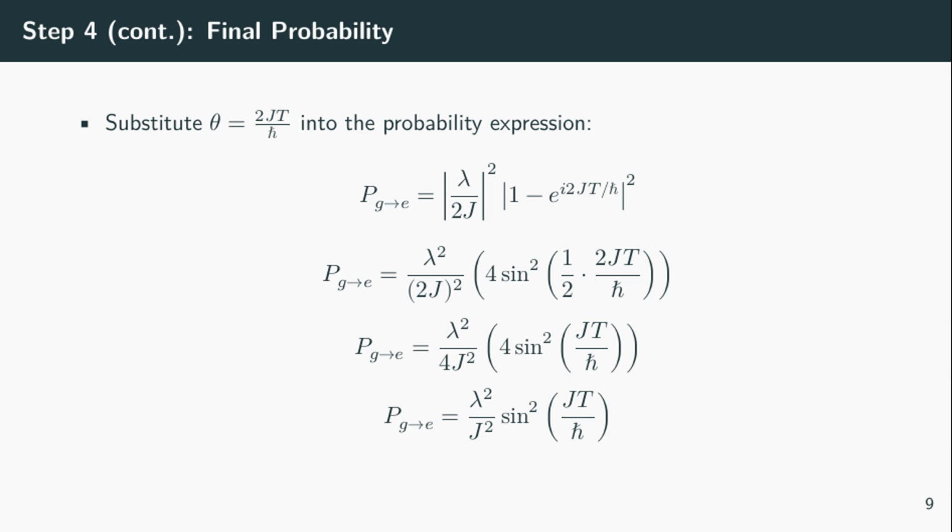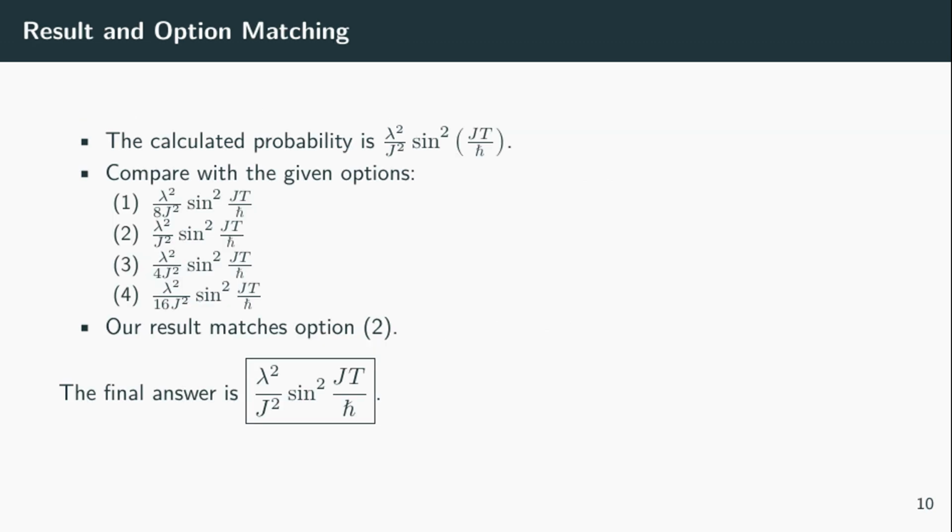So P_g→e is lambda squared over 4J squared times 4 times sine squared of Jt over ħ. The 4 in the numerator cancels with the 4 in the denominator. This leaves us with the probability P_g→e equals lambda squared over J squared times sine squared of Jt over ħ. Finally, let's look at our result and match the option.